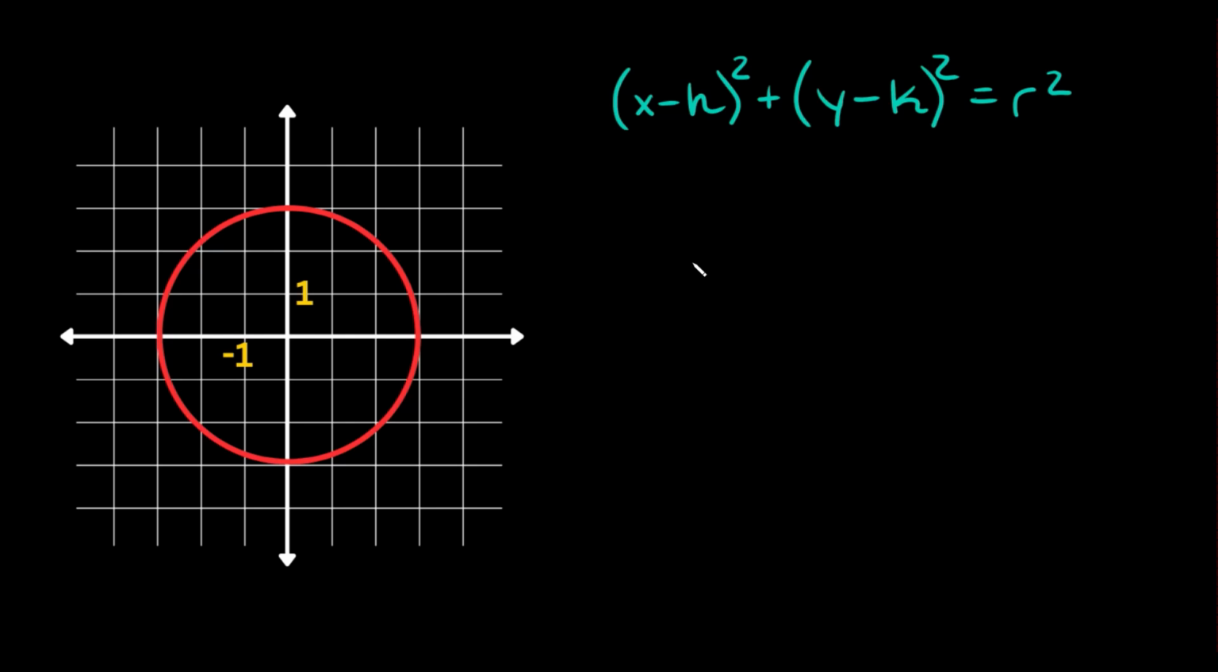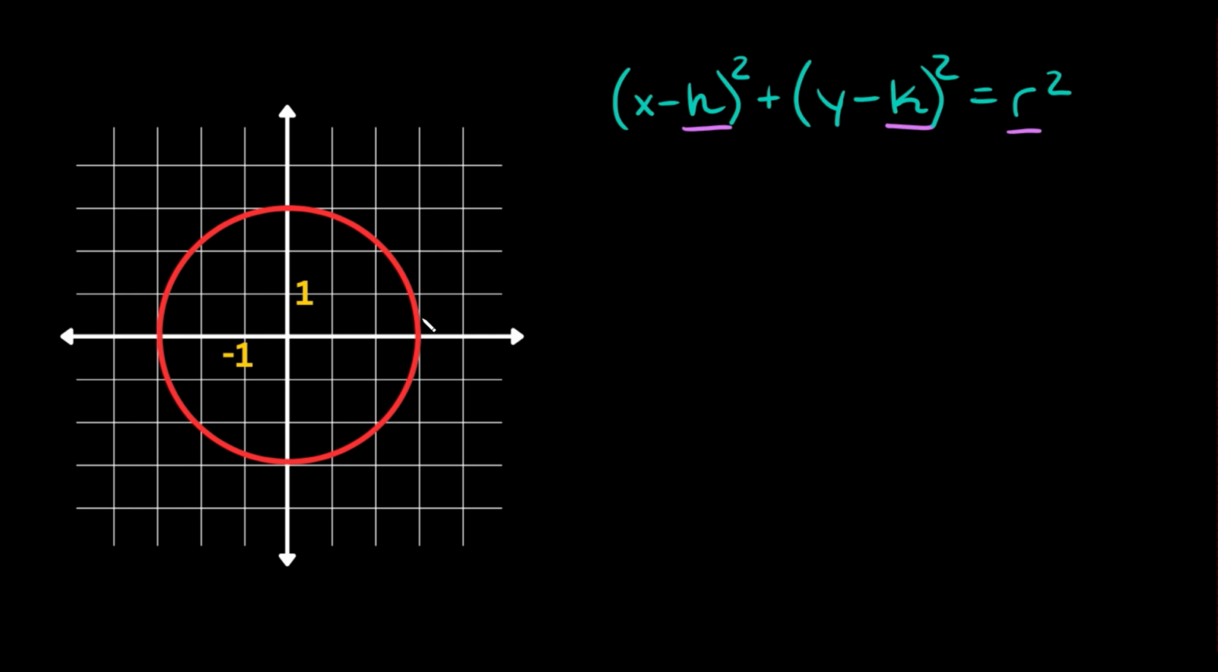So in this video, I'm going to teach you how to write the standard equation of a circle from a graph. I already have the equation written up here. It's (x - h)² + (y - k)² = r², where h and k represent the center of the circle, the coordinates of the center, and r represents the radius of the circle.